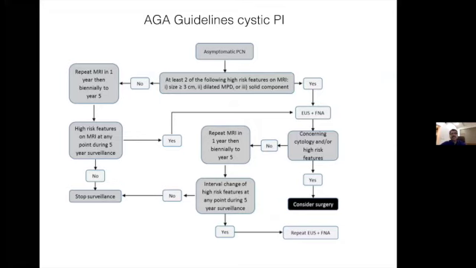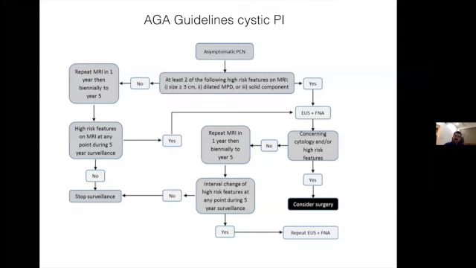So this is the American Gastroenterology Association guideline for managing cystic pancreatic incidentaloma. So if there is a symptomatic lesion, if at least 2 of the following high-risk features are seen on MRI. You have to do an MRI in all patients with a cystic lesion of pancreas as per the American Gastroenterology Association guideline. And you have to repeat imaging if you have the policy of observation. If you resect this patient, if it shows some high-risk behavior or invasive cancer, you have to plan a follow-up strategy as well.